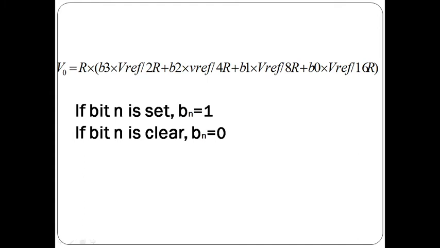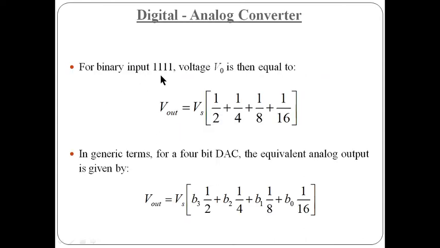Similarly, when a digital signal is provided, we need to convert this digital signal into the analog signal. So here, for binary input 1 1 1, voltage output is equal to V of S. V of S normally refers to V of reference. So V of output is equal to V of reference into 1/2 plus 1/4 plus 1/8 plus 1/16. Why are we taking this value as 1? Because the binary input is 1 1 1. Else we need to take it as 0.